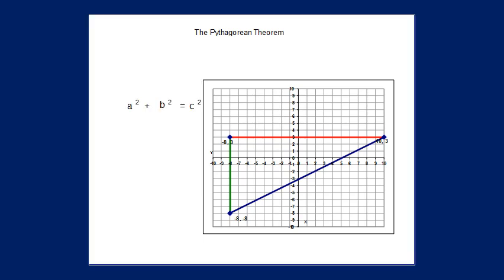A squared plus B squared equals C squared. 18 squared plus 11 squared equals C squared. 324 plus 121 equals C squared. 445 equals C squared. We take the square root of both sides. And the square root of 445 equals 21.1.